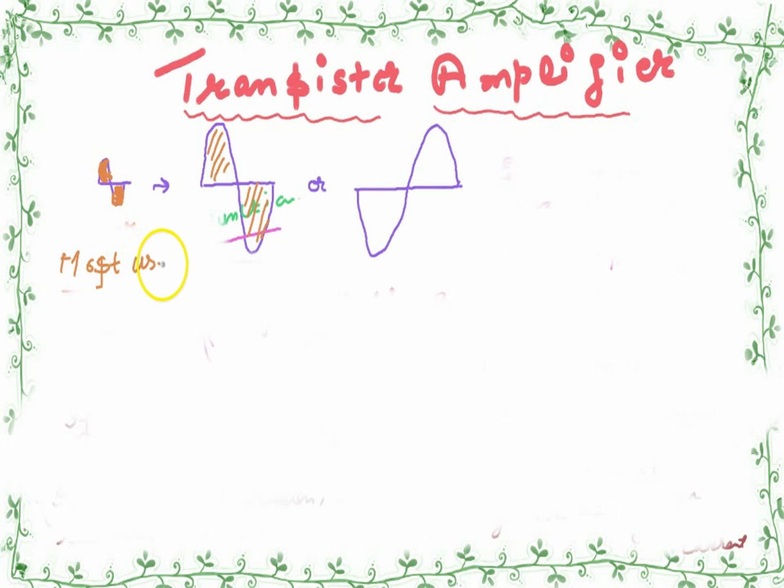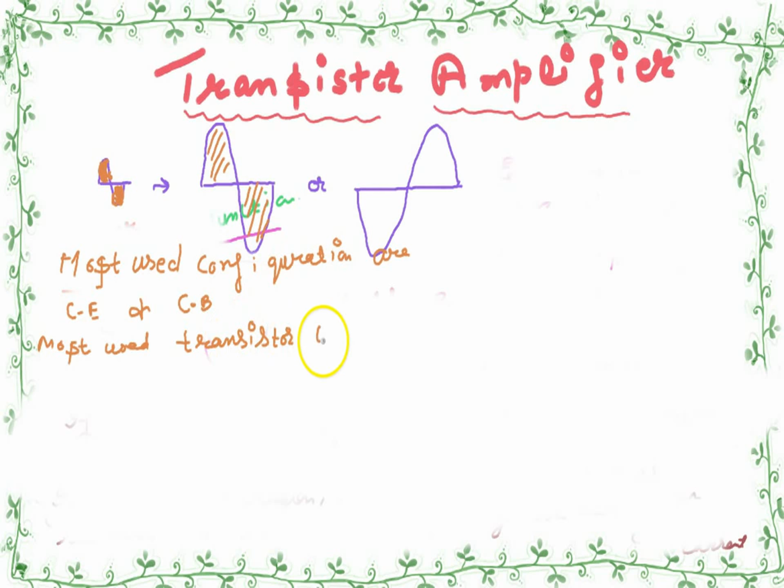Mostly the configurations of the transistor are common base, common emitter, and common collector. Basically, two are mostly used: common emitter as well as common base. Common collector is very rarely used. And there are two types of transistor, NPN and PNP. Mostly transistors are NPN. You think why? This is a question for you. Why is NPN mostly used? This is just homework for you.